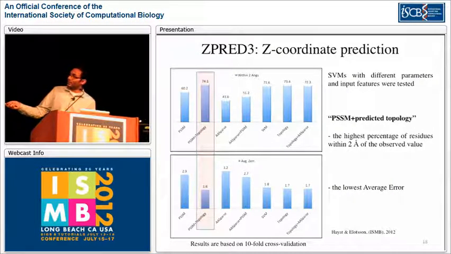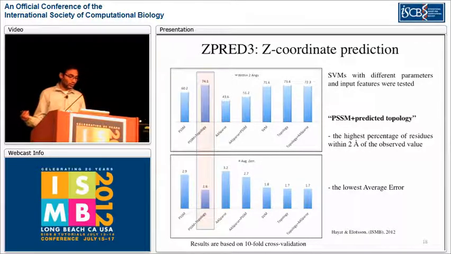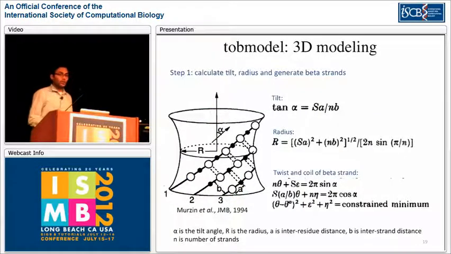Just one slide on this z coordinate predictor. So we tried different parameters. On the x-axis, you see PSSM, the predicted topology, and all these things. And what we chose out of, again, a tenfold cross-validation is PSSM with the predicted topology. It gives us the highest percentage of residues within 2 angstrom of the observed value and has the lowest average error.